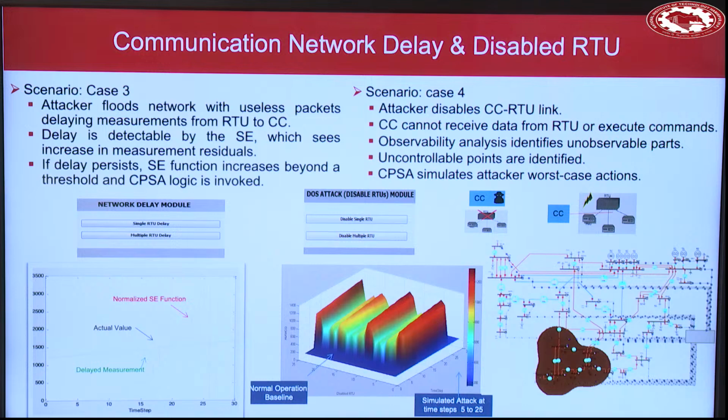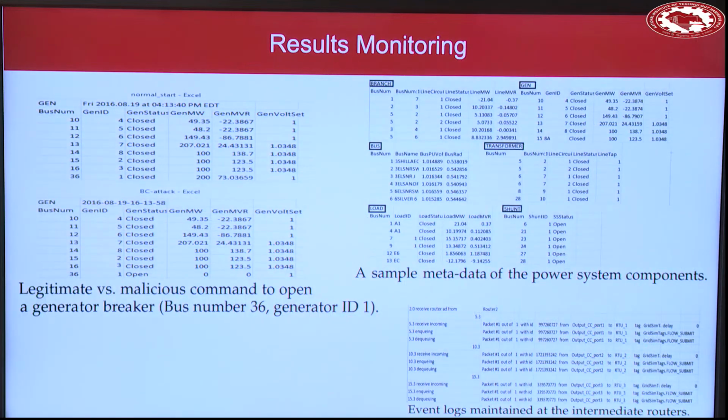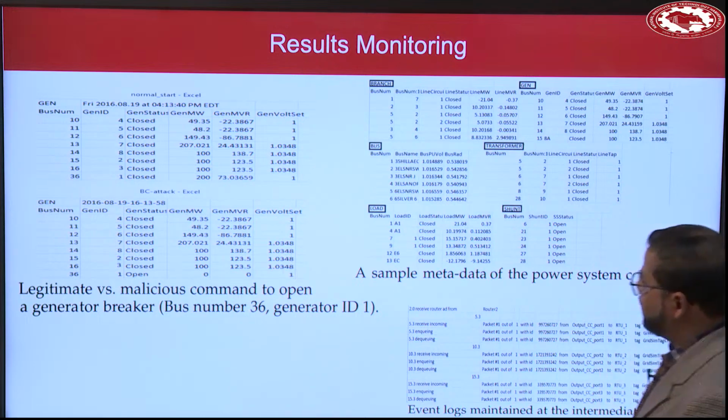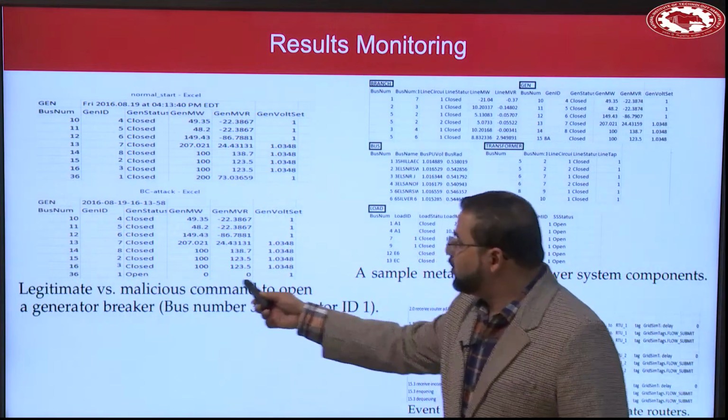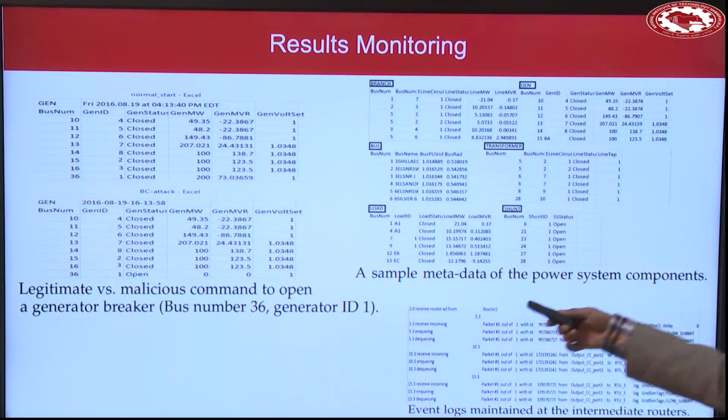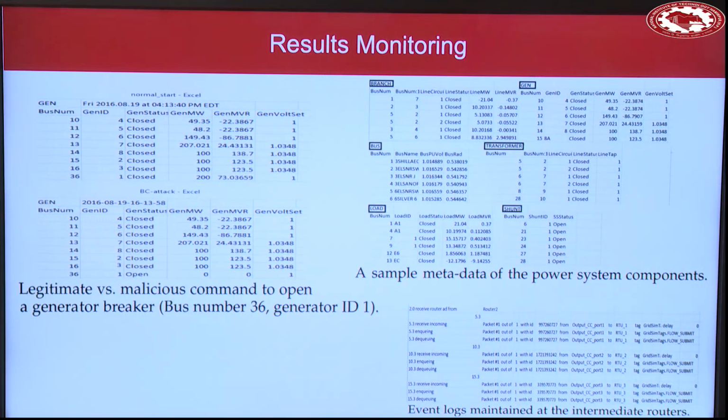Yeah, so for example, in this case, we lose the observability in this part, the brown one that you see in dark. And then we are trying to understand what is happening there because you're not getting any data from that. So for example, it's a legitimate versus malicious command to open generator number 36. So we open the last one. So the generator was closed and then we just open. So these are kind of logs and the outcome that we have created, stored into certain files and so on, and then plotting those for operators.